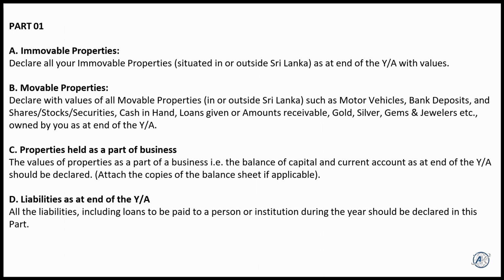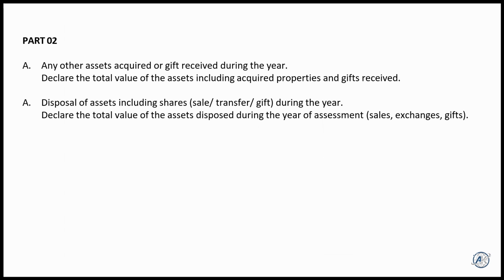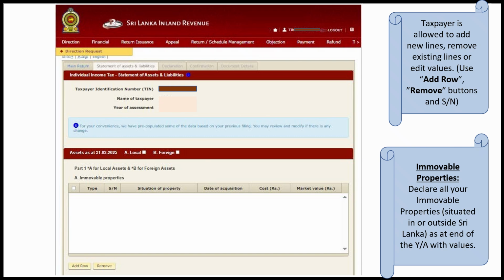Part 1 covers immovable properties like land and buildings, movable properties such as vehicles, bank deposits, shares, cash, loans, and valuables like gold and gems. Also declare properties held as part of a business with supporting documents if applicable. Don't forget to declare all liabilities including loans payable by the end of the year. Part 2 asks you to declare any other assets acquired or gifts received during the year, as well as any disposals of assets including sales, transfers, or gifts. You can add or remove lines or edit values as needed.